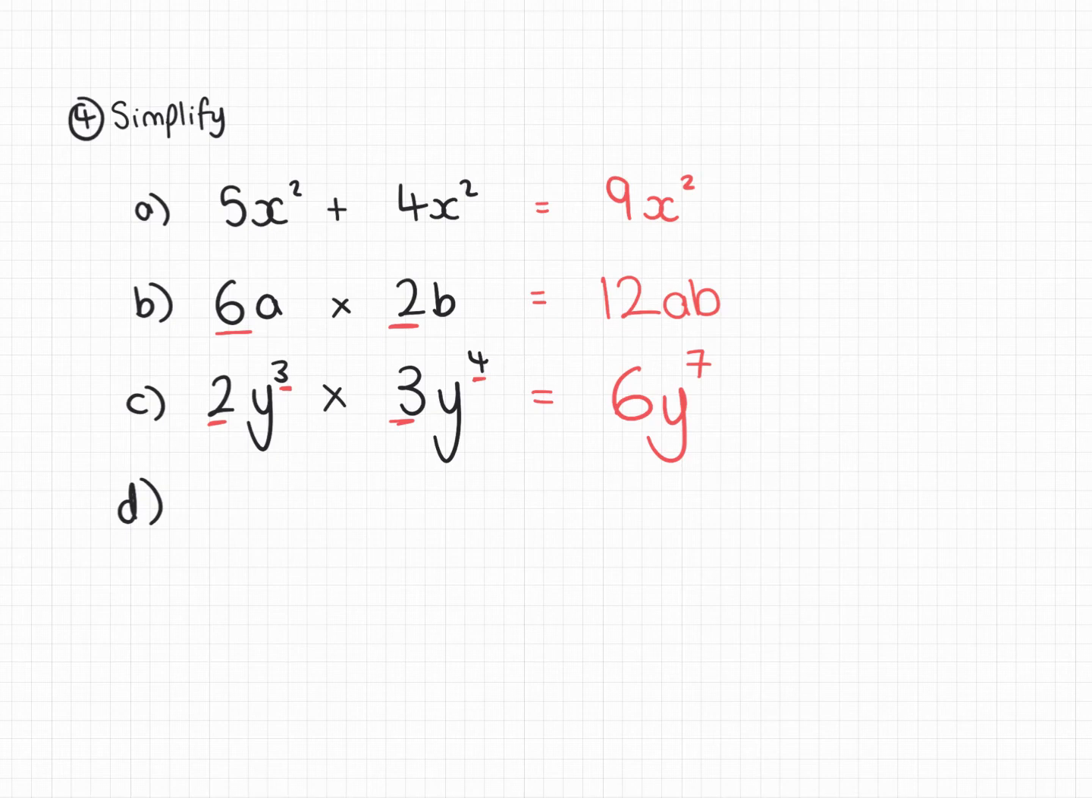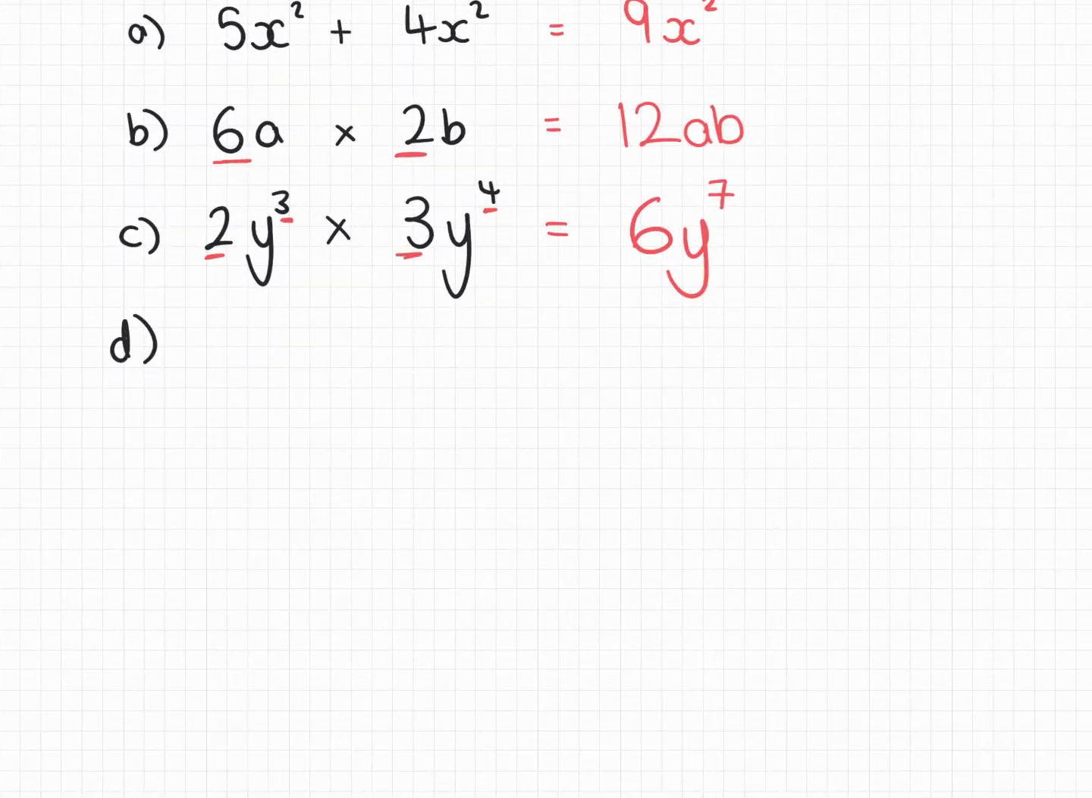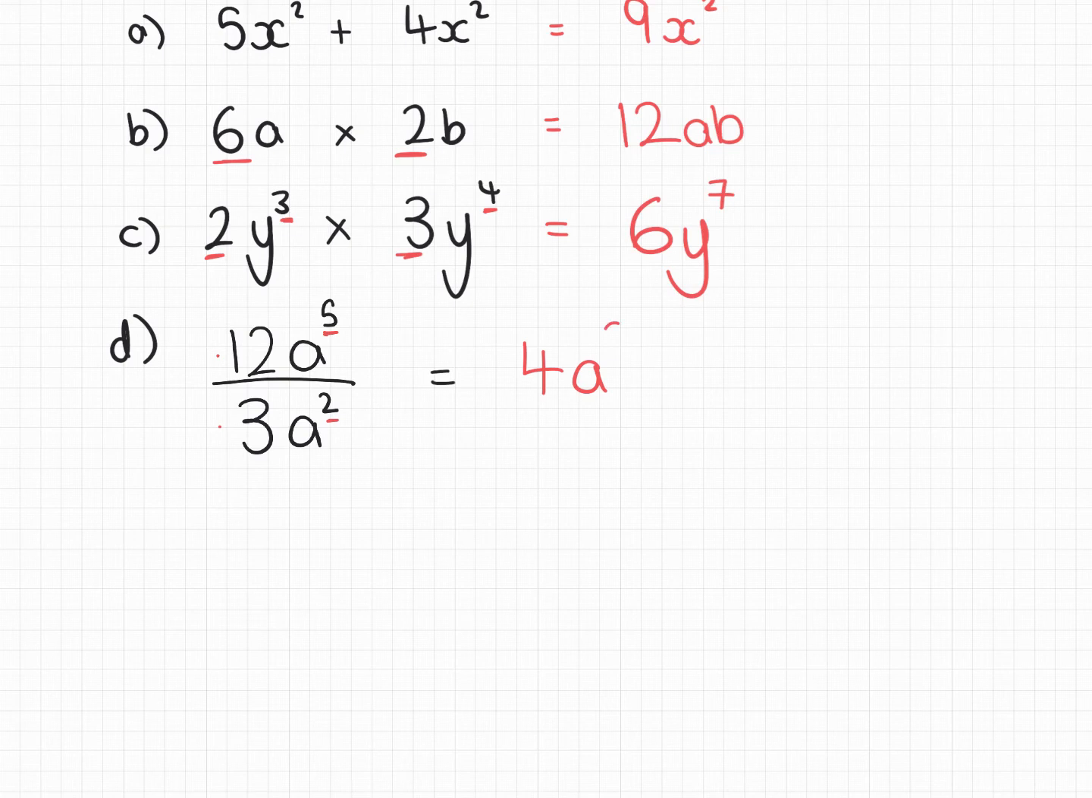Okay, if we had something a bit different, so if I had something like 12a to the 5 divided by 3a squared. So for this one, we're going to do the division. So 12 divided by 3 is 4. And when we divide, we subtract these little powers. So 5 take away 2 leaves me with a cubed.